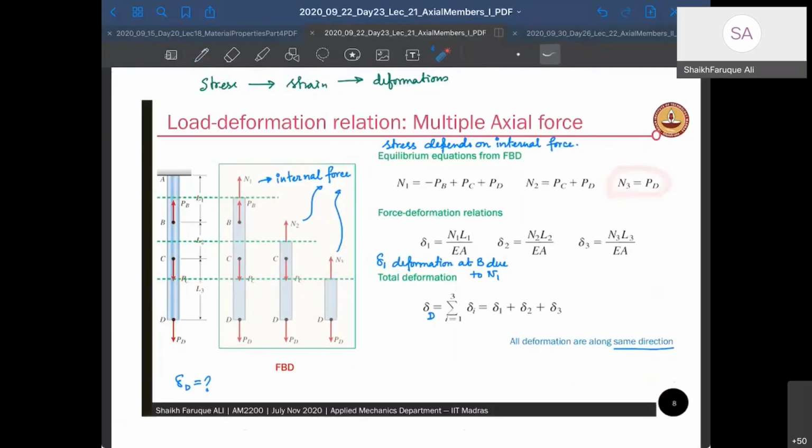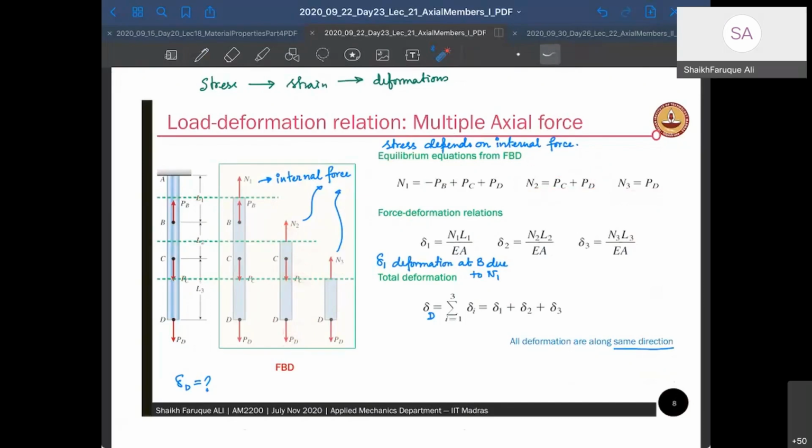Okay. Now let's take the second cross section. Let us look at this cross section. You see now again there is a PD at the bottom here, but there is another PC here, right? Here at the C point. So N2 is going to be opposite to these two. N2 is going to be PC plus PD because they're in the same direction. So N2 is equal to PC plus PD.